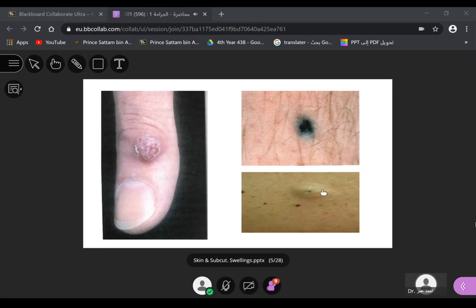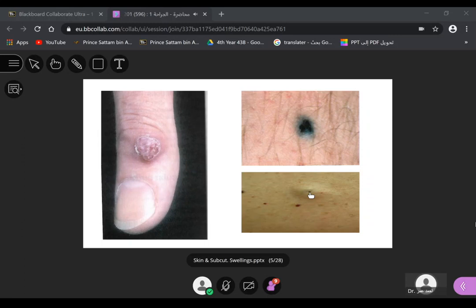Now, according to what I have mentioned, tell me what is this? What do you think it is? Sebaceous cyst. Sebaceous gland, yes, or sebaceous cyst. Why do you think this is a sebaceous cyst? Hair. There is a hair follicle.